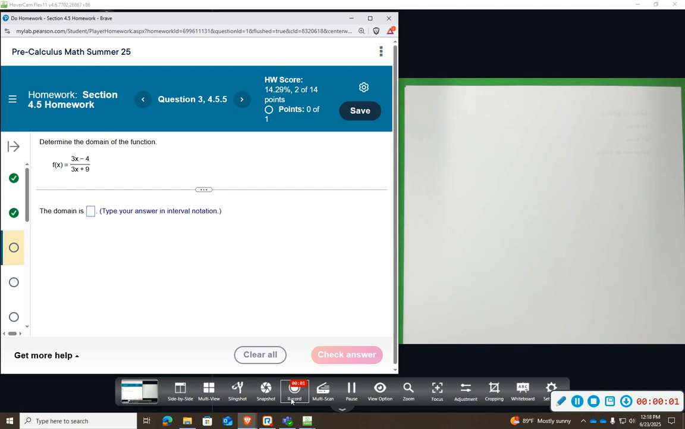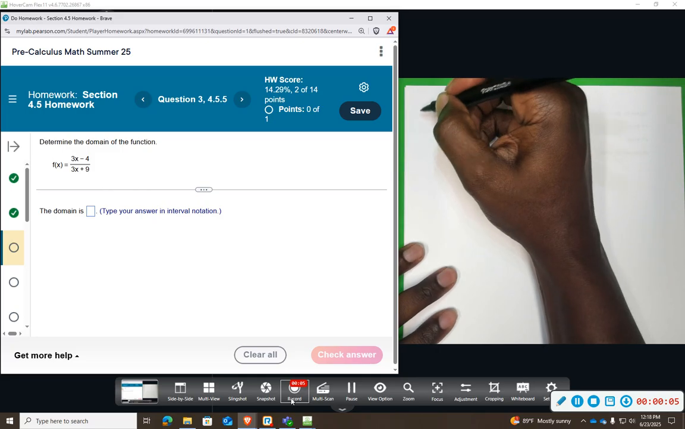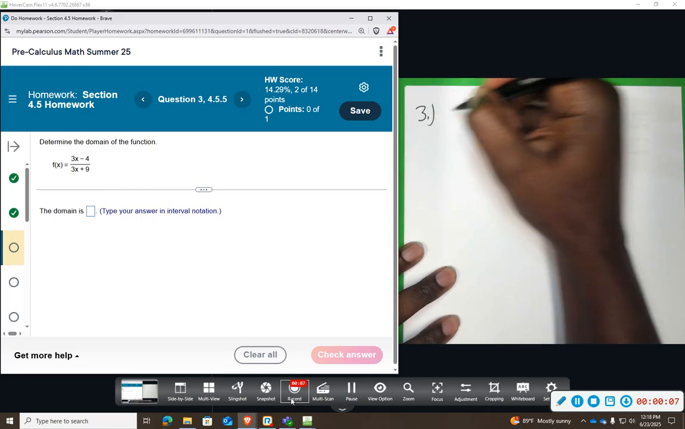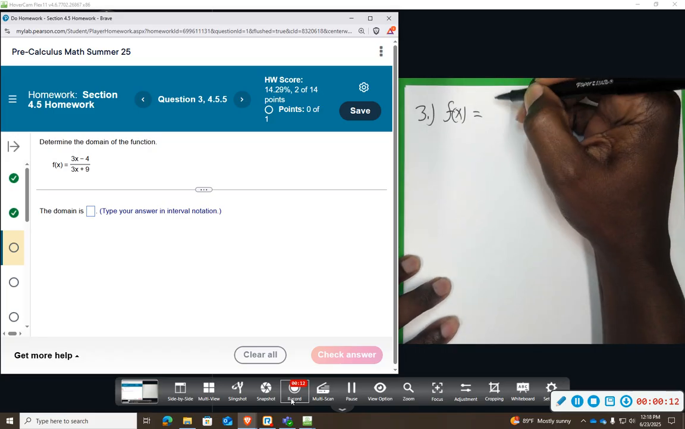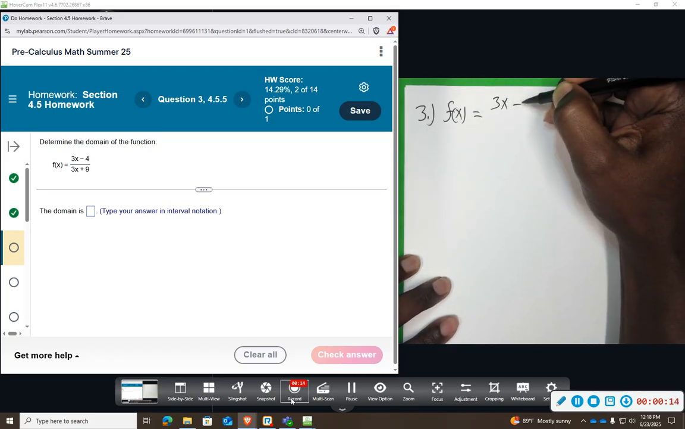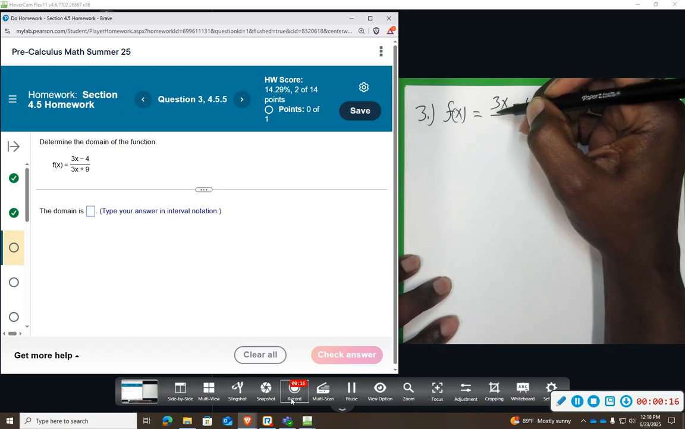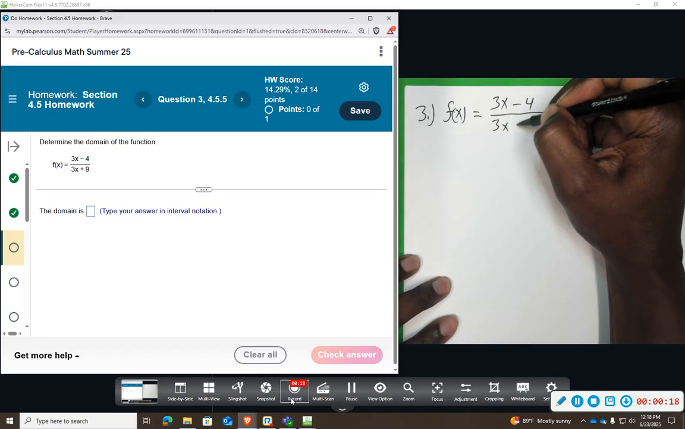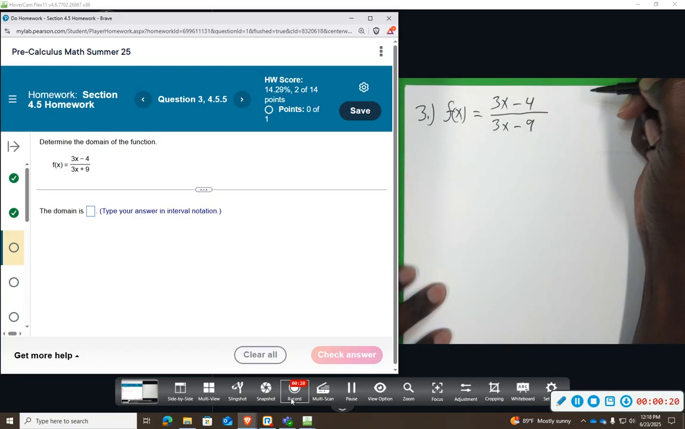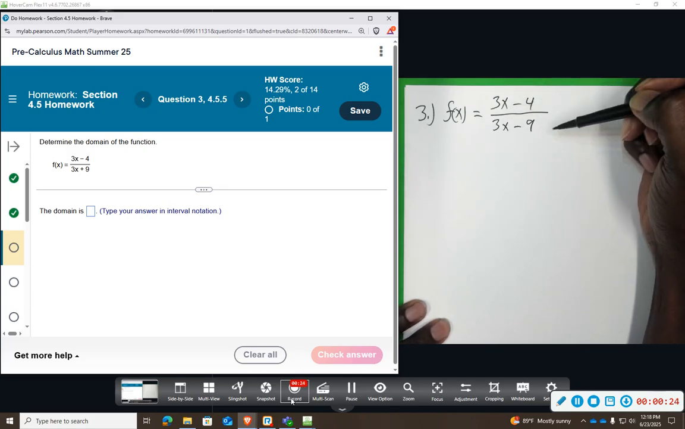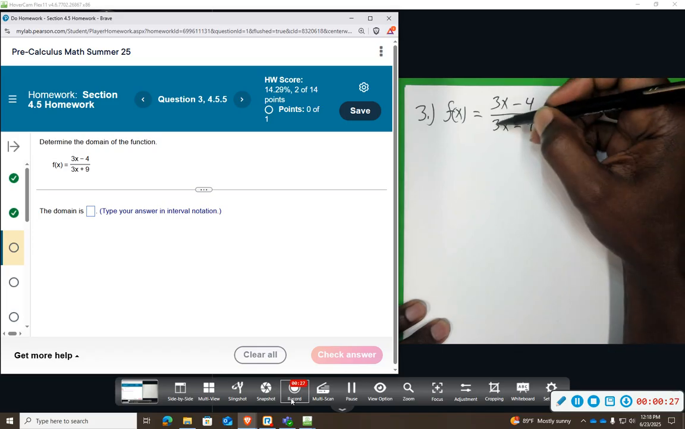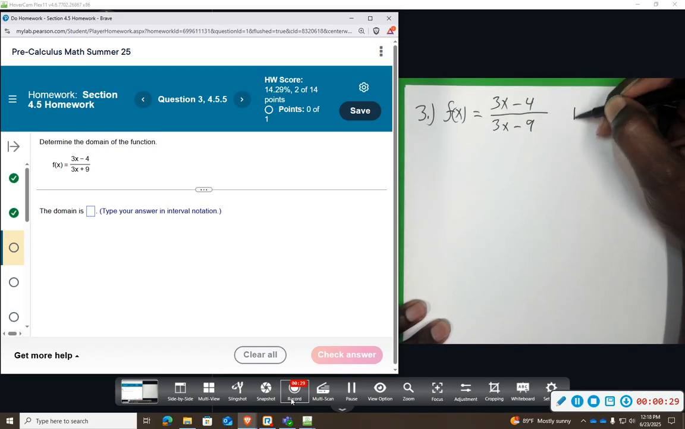All right, question number 3, we also want to find the domain of the function. So we are given (3x minus 4) over (3x minus 9). It's already in linear factors. I can see that there's nothing in common that we would divide out. It would have to be the whole expression. So I would just take the bottom and set it equal to 0.